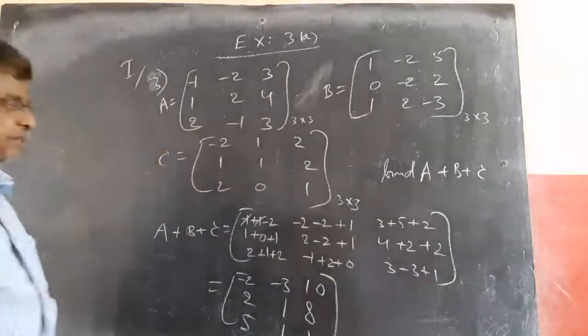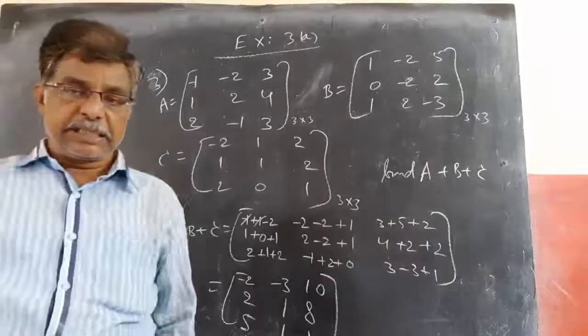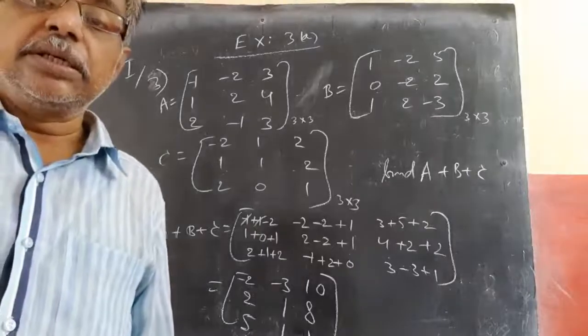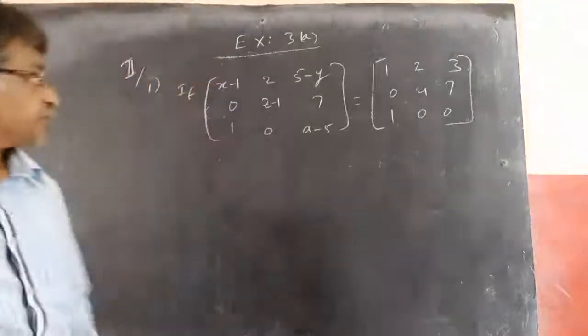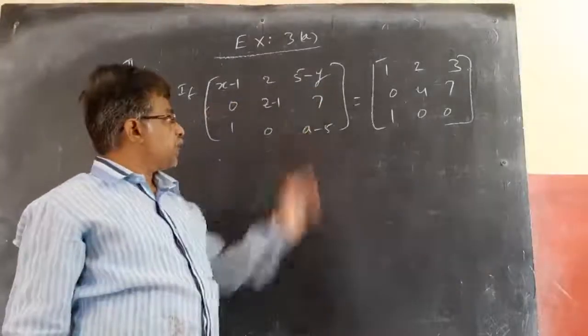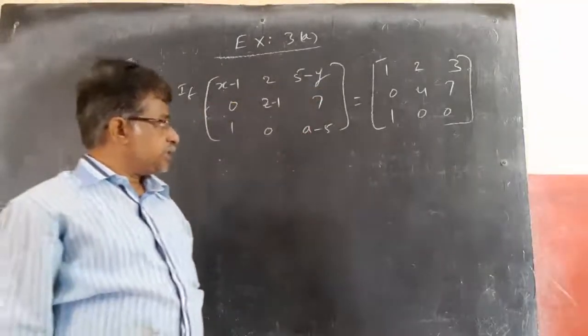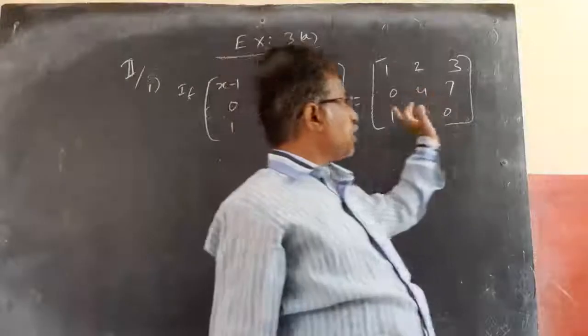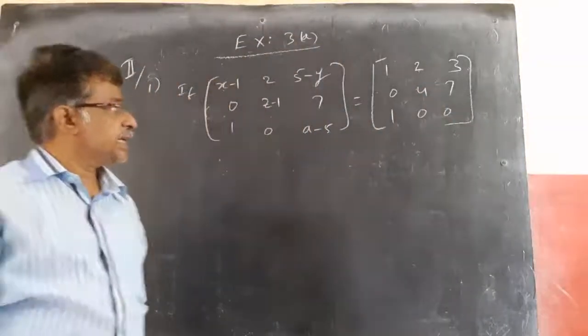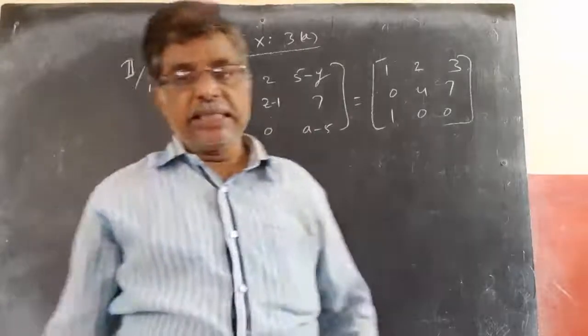So adding the corresponding elements gives you A plus B plus C. That's it. See the next one. If x minus 1, 2, 5; minus 5, 0, z minus 1; 7, 1, 0, a minus 5 equals 1, 2, 3; 0, 4, 7; 1, 0, 0, then find x, y, z and a.